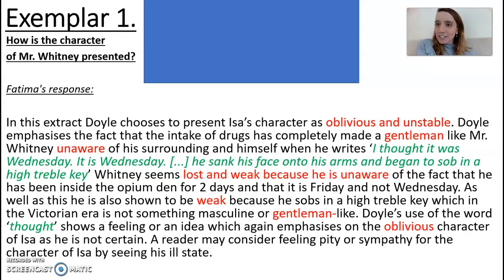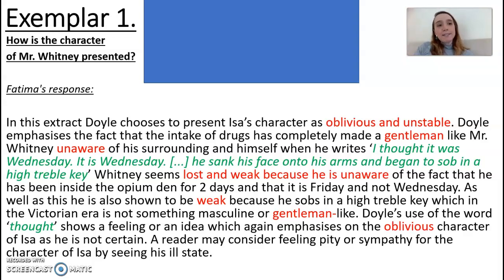But for me, he's a really interesting symbol because I think to myself, well, why did Doyle choose to include this character? He clearly was a vehicle to allow Watson to get to the opium den, so within the narrative it makes sense. But I feel like it's more than that. I feel like Mr. Whitney's character is an interesting representation of another gentleman with a secret, and that's a thread that we've seen across all the stories and something that I want to talk about before your assessment and something I want you to be thinking about. So both Fatima and Anastasia have answered this question about Mr. Whitney, and they've both identified some really interesting things. So let's take a look at his character.